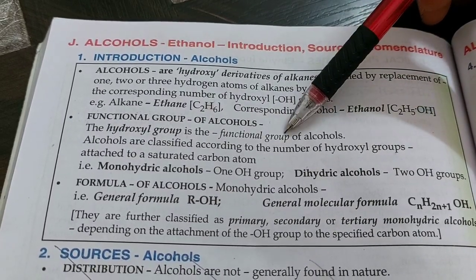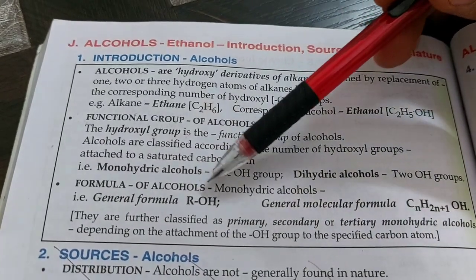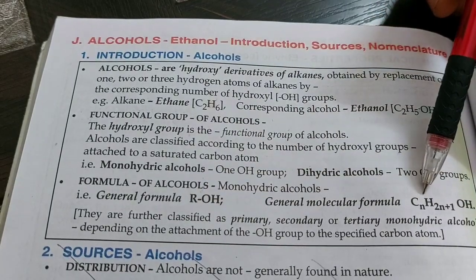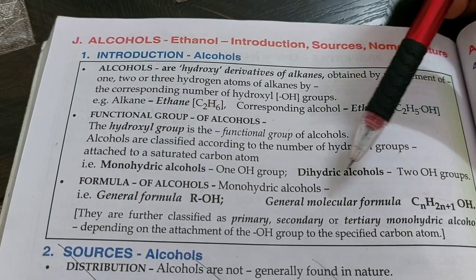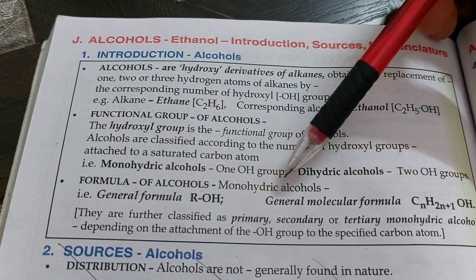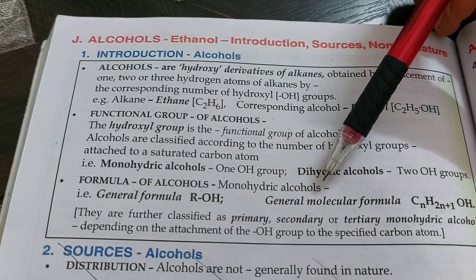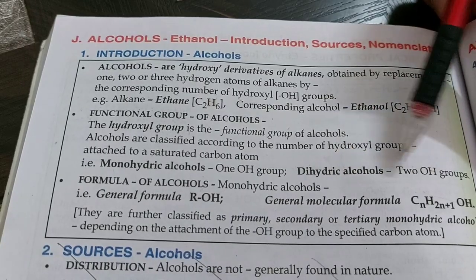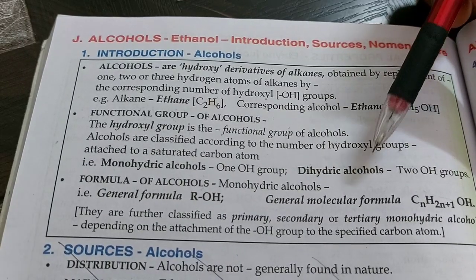The family of alcohols has a general formula ROH, where R is the alkyl group. It can also be written as this when you want to find out the molecular formula. We have monohydric alcohols in our syllabus. That means only one OH in the compound. If there were two, they would be called dihydric alcohols.